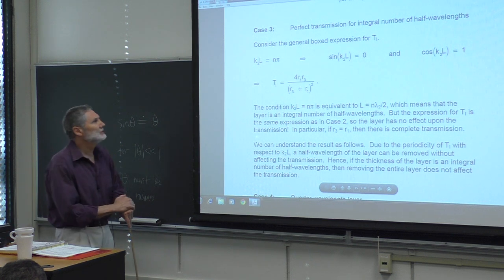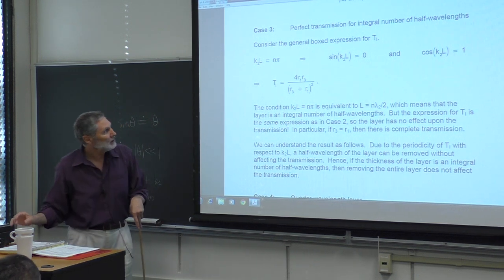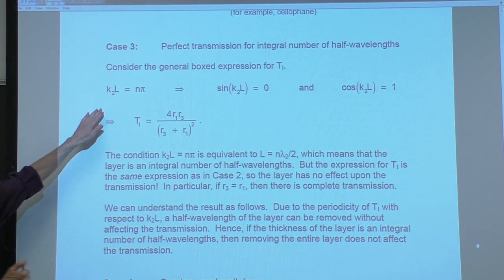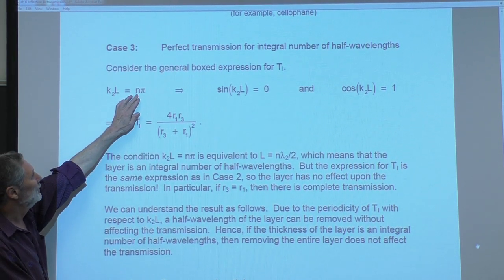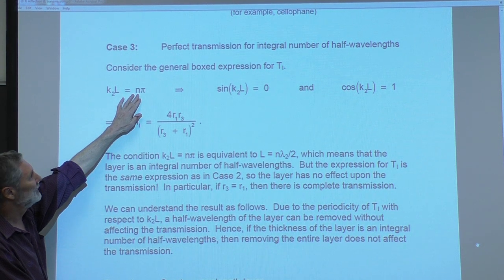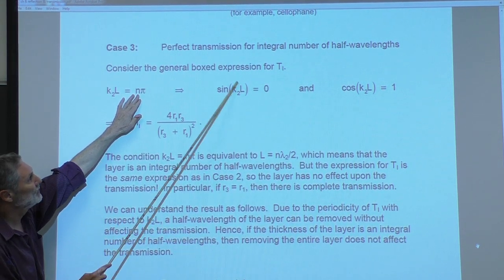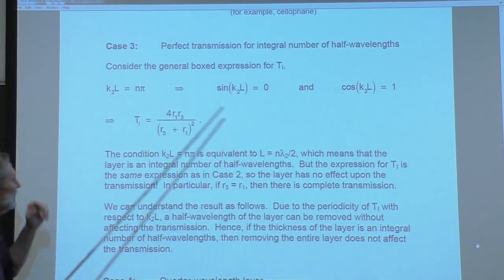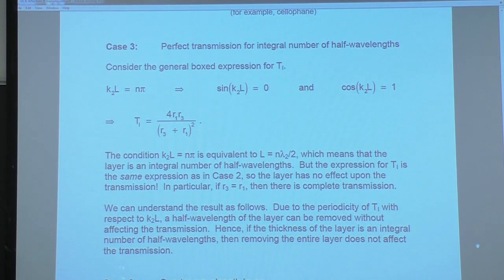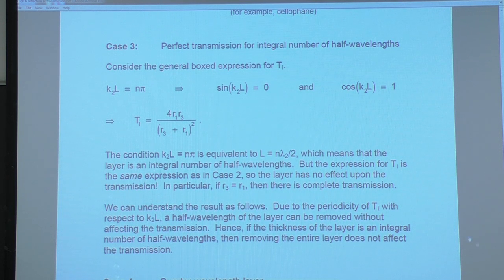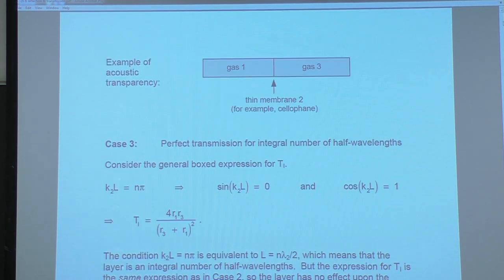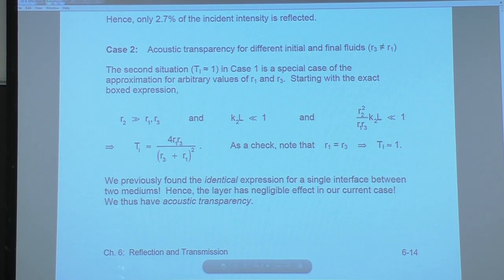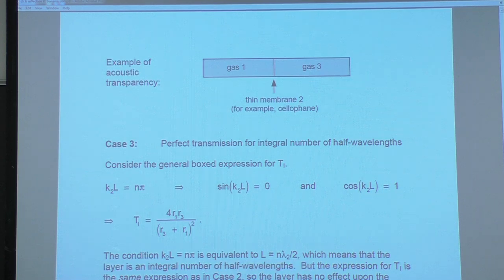Okay, here's case 3. If you go back and look at the expressions, remember it has sines and cosines of this quantity. You'll notice that when you have an integral number of pi, things are going to simplify. The sines go away, and the cosines are equal to 1, and we get this nice simple formula here. Well, does this look familiar? Look what's on the previous. It's the same as that. So it's as if the layer is not there.